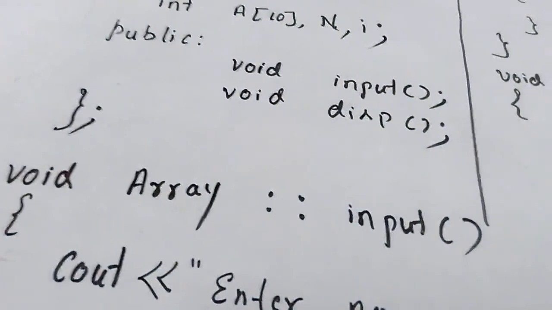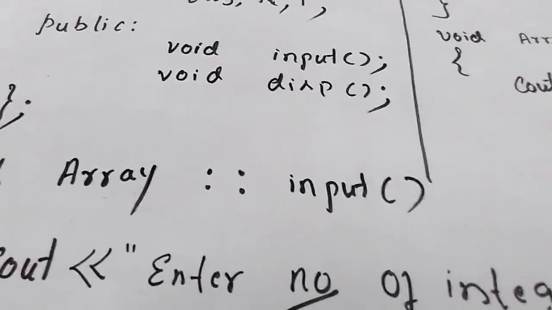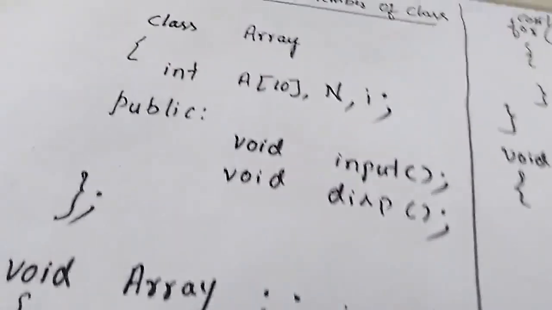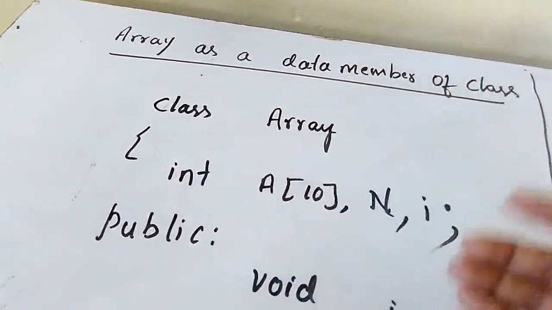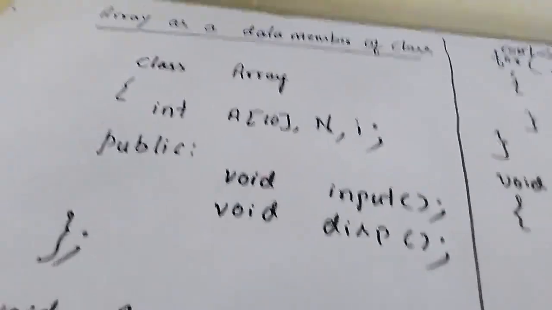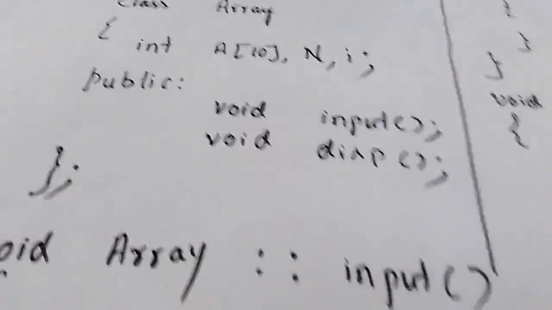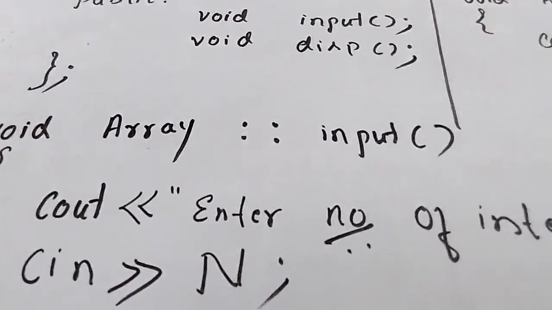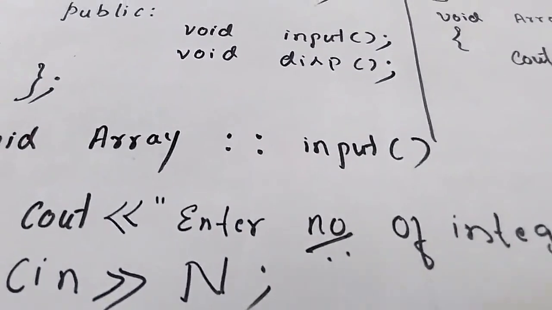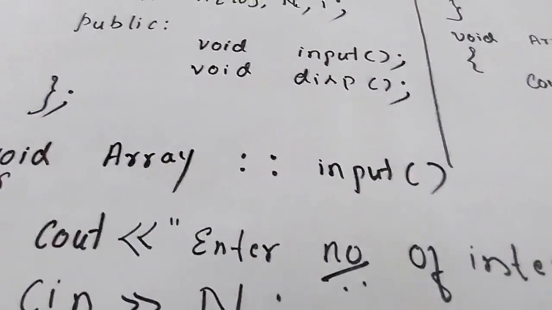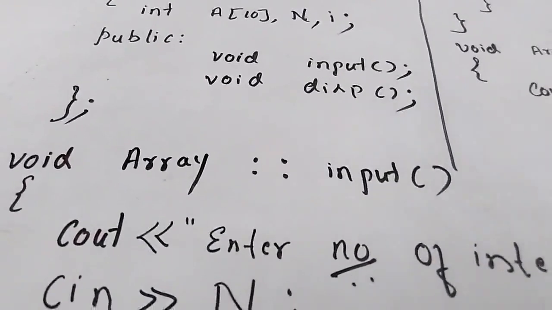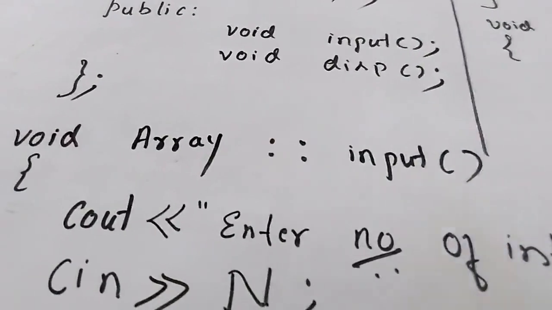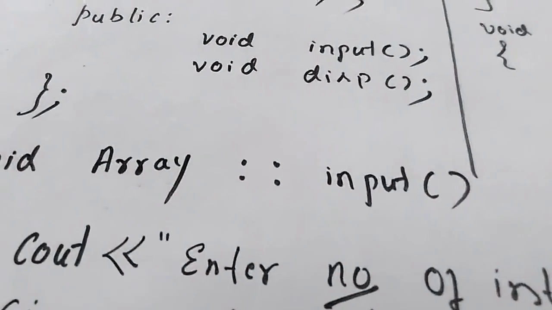Now, what happens in input function? First we have to ask how many elements the user wants to input. Though we have taken a of 10, again let us give a chance to enter a value. Among 10 memory locations, how many memory locations do you want to use. See cin extraction n. Whenever you write this statement, the user will enter a value. For example, let us assume a value 5. It means the user wants to input 5 elements. That 5 is stored in n.